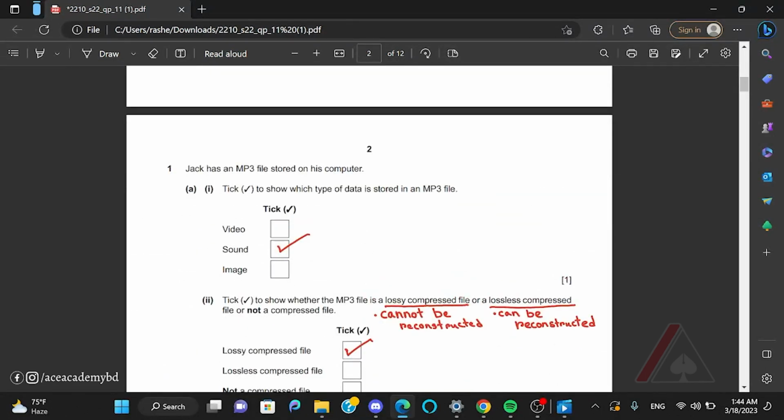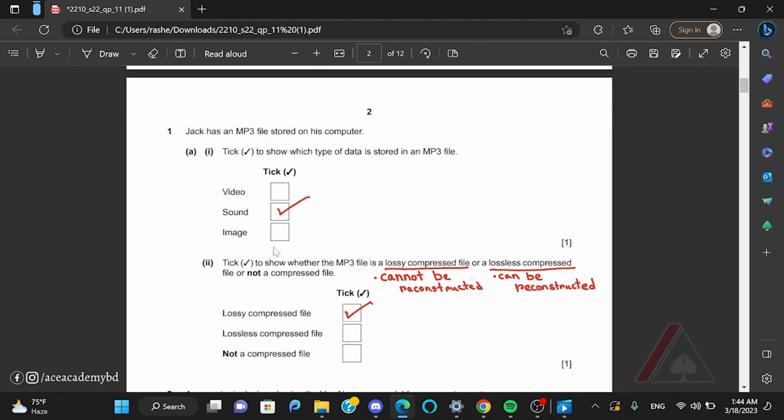Jack has an MP3 file stored on his computer. A1, tick to show which type of data is stored in an MP3 file. So in your syllabus, you need to know of 3 lossy compressed files. Number 1, MP4, which is used to store video files. Number 2, JPEG, which is used to store images. And number 3, MP3 files, which are used to store sound. So essentially, we have to take sound.